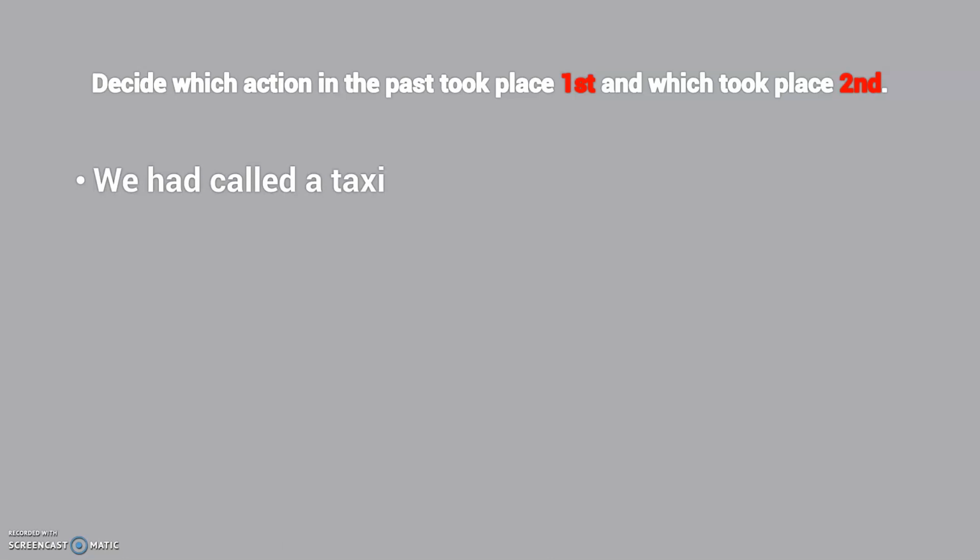So for example, we had called a taxi. This is the first action. And then we have the expression. We can say before in this case. And then we have our second action, which is we locked the door. So we have two actions in the past. One happened first and the other happened later. So in the first one, we're going to use past perfect. In the second one, we can use time expressions or we can use simple past, okay? We had called a taxi before we locked the door.